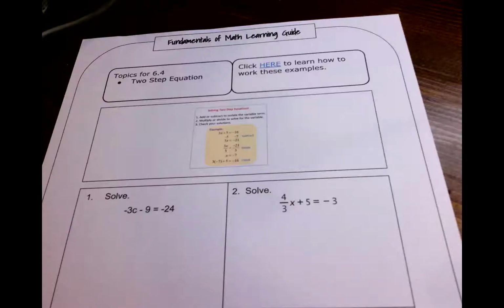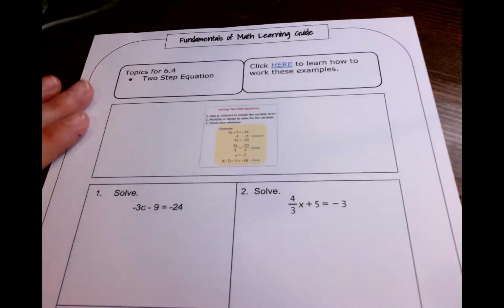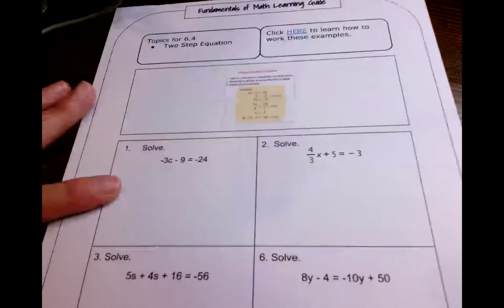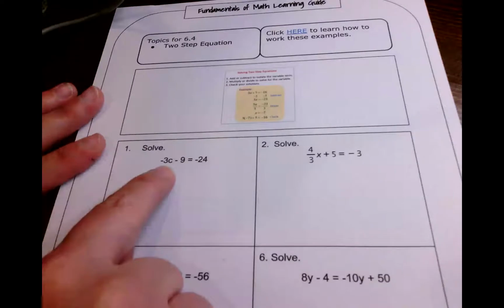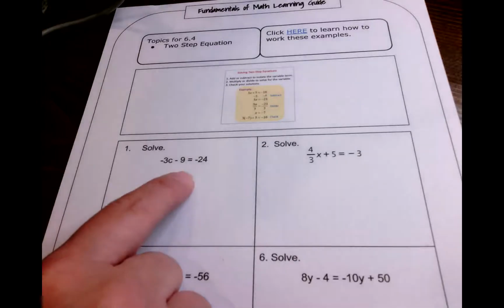In this video, we're going to focus on two-step equations. That is where we have to do two things to the equation in order to get the variable by itself. So let's take a look. When I look at this equation, the first thing I ask myself is, okay, what's happening to the variable? I notice that the c is being multiplied by -3 and subtracted by 9. So if you saw my previous videos, you know I do the opposite of what we see there.